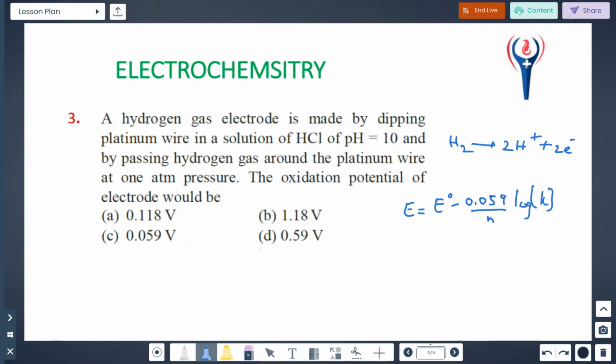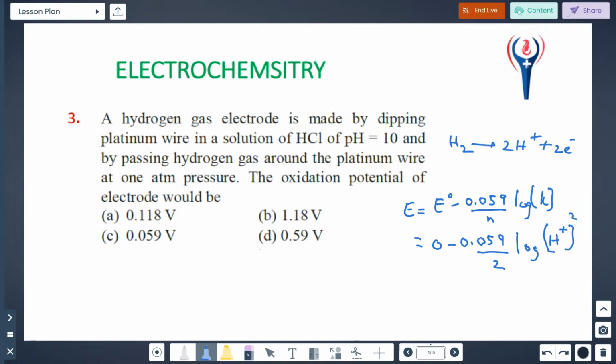For the standard hydrogen electrode, EMF is 0. So in this case we put 0 for the standard electrode: 0 minus 0.059 by N. N means how many electrons transfer? Here 2 electrons transfer, so N is equal to 2. Then log of product concentration by reactant concentration. Product is the concentration of H plus, and since 2 is there, we put that 2 as the power. H2 is a molecule, its concentration we consider as unity, so no need to write it. So log of H plus concentration power 2.